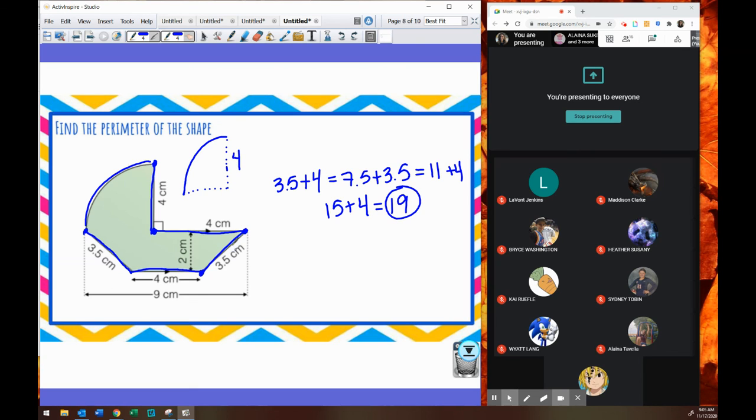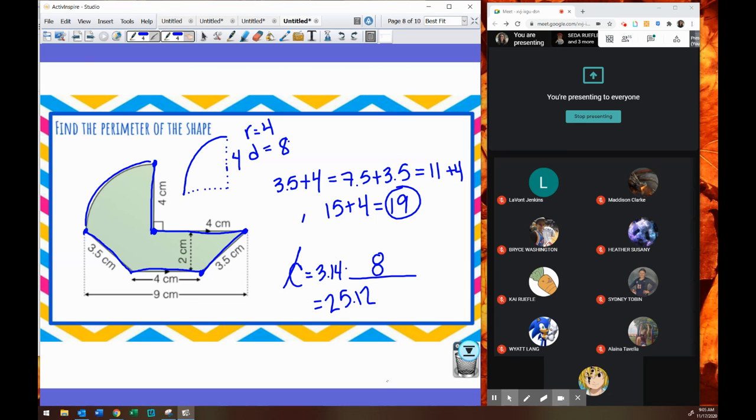So perimeter means we need to know the circumference, which means we need to know the diameter. So if my radius is 4, what is the diameter? Pay attention. The radius is 4, what's the diameter? 8. So then to finish it out, what's pi times 8? 25.12.